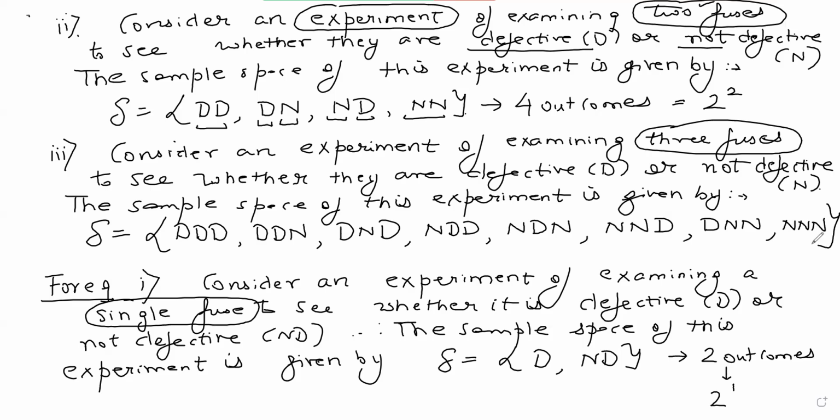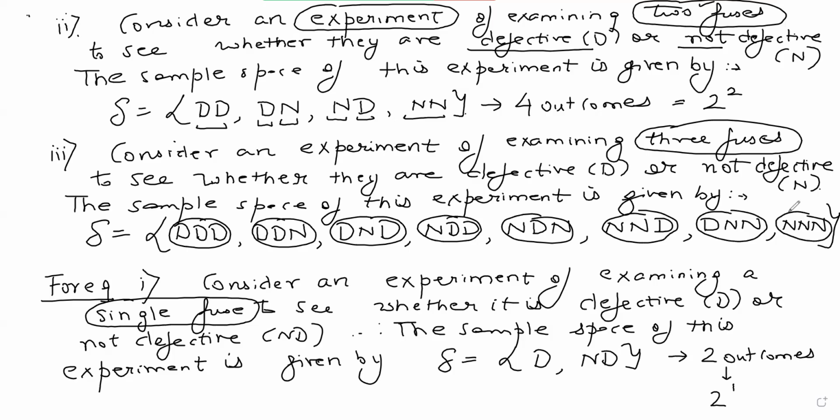Can we count them? 1, 2, 3, 4, 5, 6, 7, 8. You can clearly see it contains 2 to the power 3 because we had 3 fuses, 2 to the power 3, which is 8 outcomes. So I can say that in general, if an experiment has n outcomes, then the number of elements in the sample space are going to be 2 to the power n.